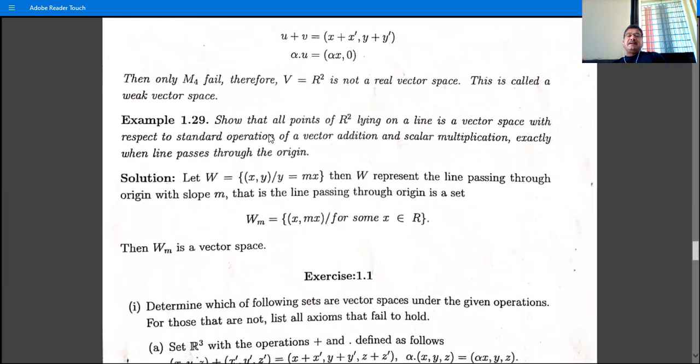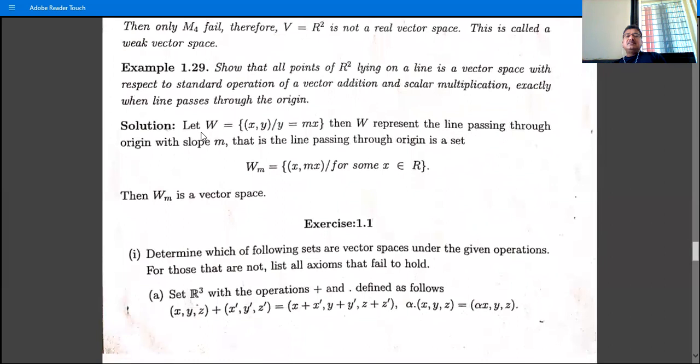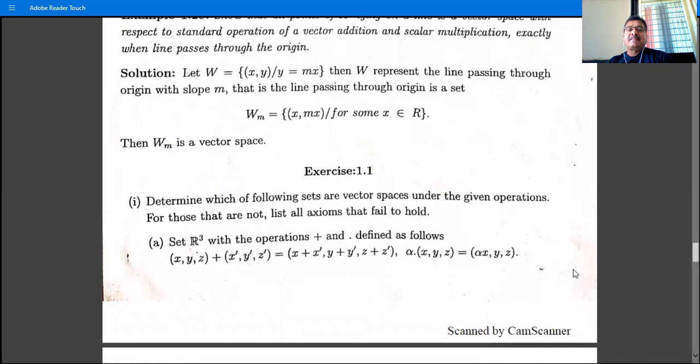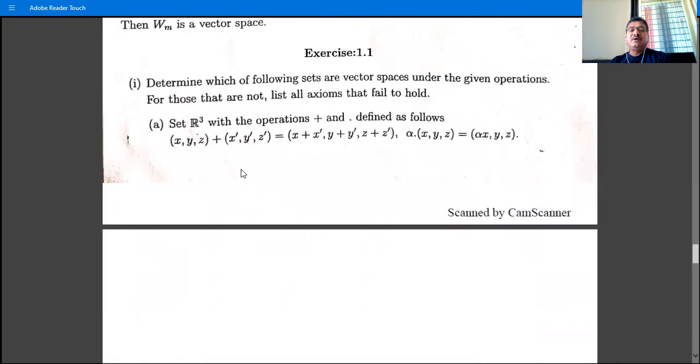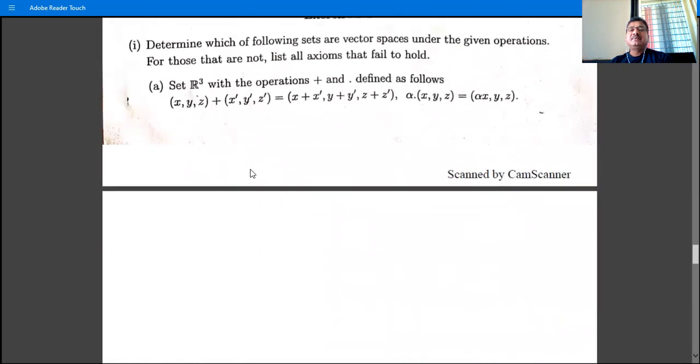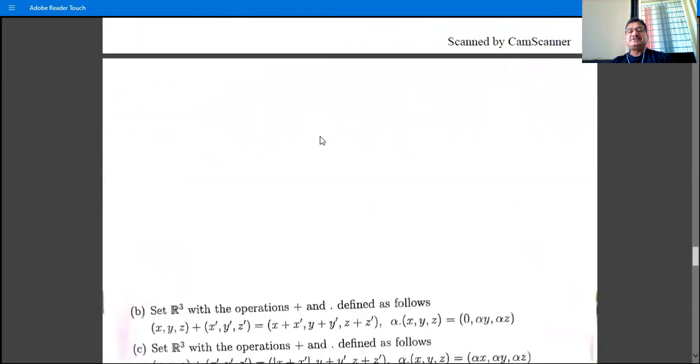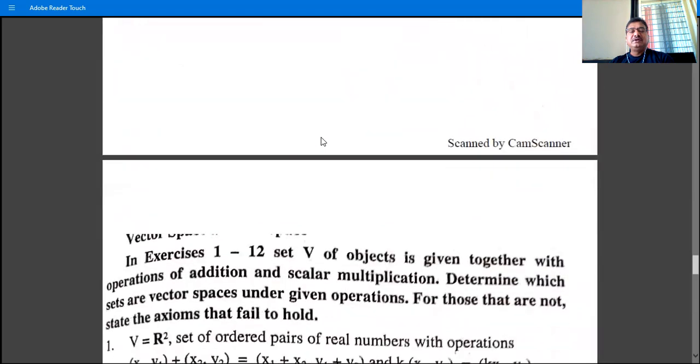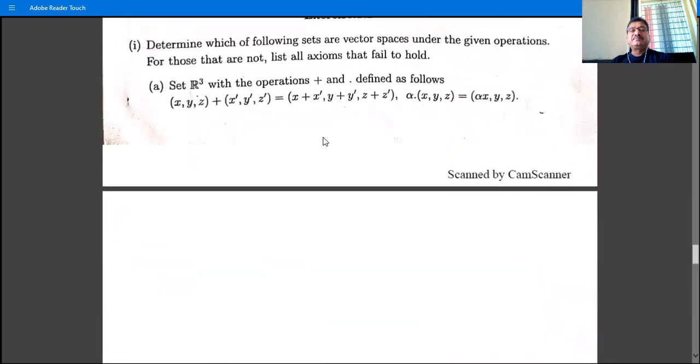So the next problem is to show that, in R square, V is this set, y equals mx, the equation of a straight line, and then this is a vector space. Okay, so this is an exercise problem, we have to solve all these problems. For those that are not, list all the axioms that fail to hold. So determine whether these are vector spaces or not. So think about these exercises.